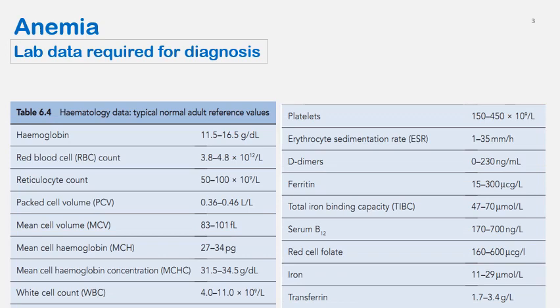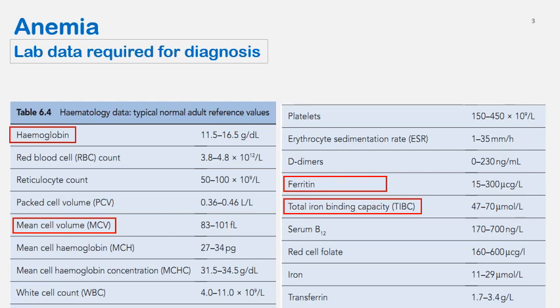These tables show the most important laboratory tests commonly used for diagnosis of anemia. The first one is hemoglobin. The second one is mean corpuscular volume. They are essential to determine the type of anemia, specifically iron deficiency anemia. The lab data in these tables should be kept in mind. Ferritin is also very important for determining anemia, especially iron deficiency anemia, and for monitoring treatment with iron supplements. And TIBC, total iron binding capacity, is very important.